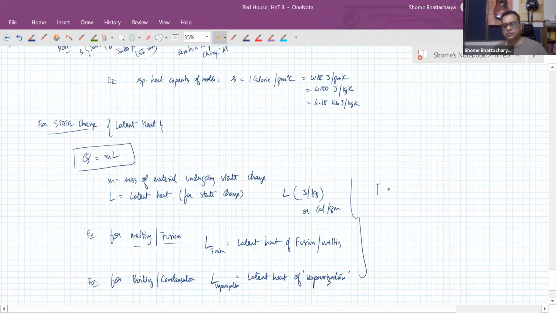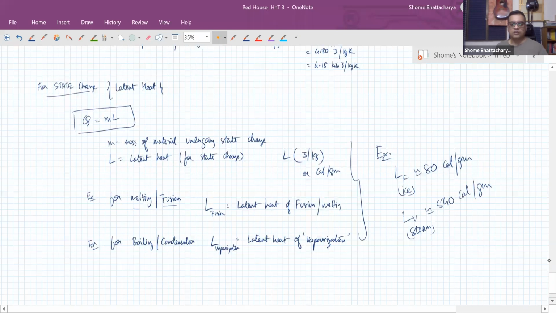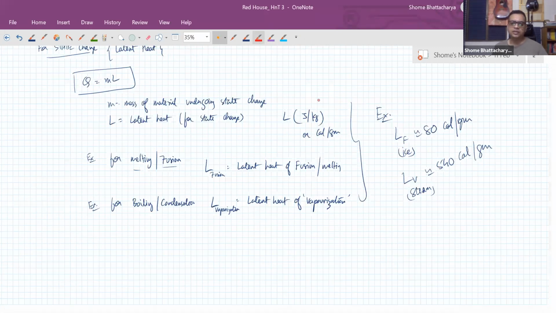Okay, so just as an example right now, latent heat of fusion for ice is approximately 80 calories per gram, which means to melt 1 gram of ice into water at 0 degrees C, we require 80 calories of heat. And latent heat of vaporization of steam is approximately 540 calories per gram. You don't have to memorize these values; they'll be given in the questions in the exam, but these are very common values. Okay. Now we will look at a quick example.